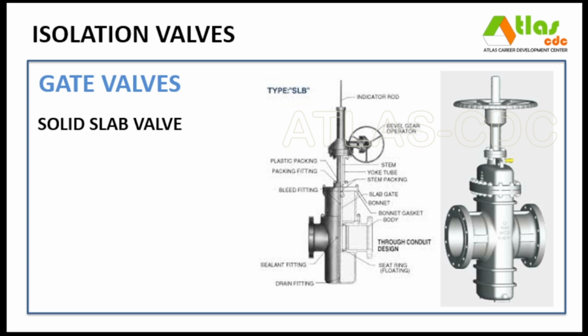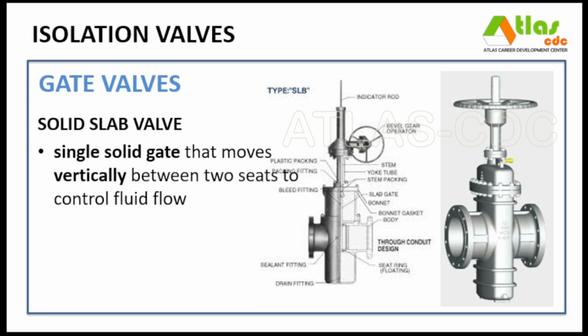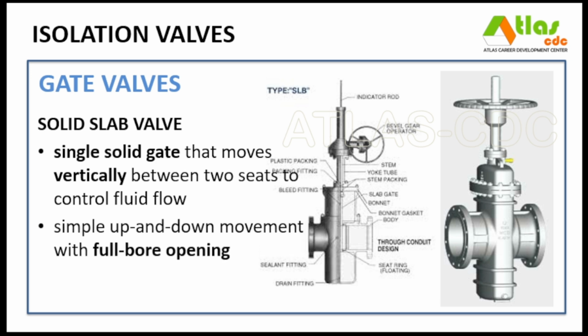A solid slab gate valve operates with a single solid gate that moves vertically between two seats to control fluid flow. Its mechanism offers a simple up and down movement with full bore opening, minimizing pressure drop. The function is for on-off control in pipeline systems, especially where pigging is required. It provides unobstructed flow but lacks the same tight shutoff in low-pressure systems.